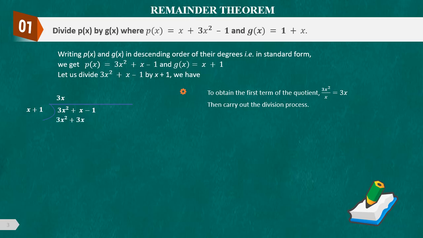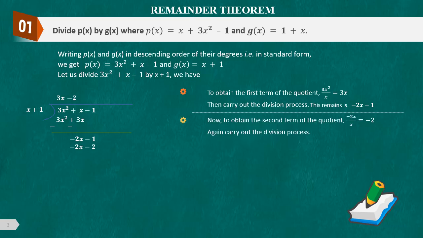Then carry out the process of division. 3x square plus 3x. Change the sign. Then the process will continue and we get the remainder minus 2x minus 1. Now to obtain the second term of the quotient, minus 2x upon x, that is minus 2. We'll change the sign again. They are cancelled out and minus 1 plus 2 will be plus 1. Therefore, the remainder will be plus 1.